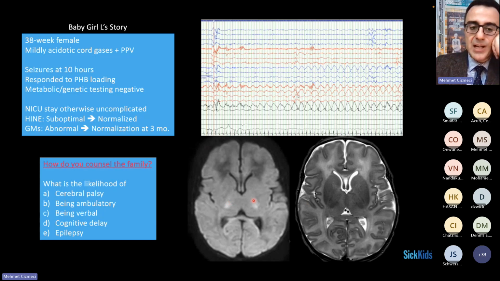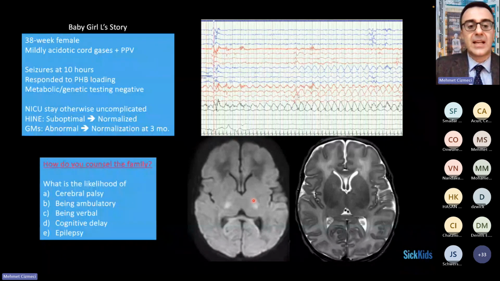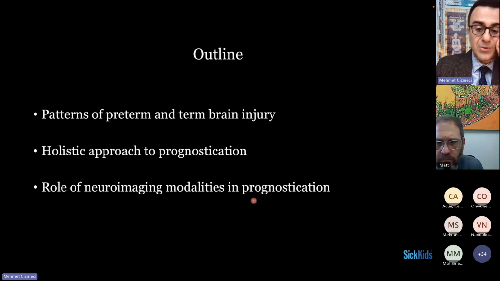So the question then becomes, how should we counsel the parents? What is the likelihood of cerebral palsy development in this baby? What is the likelihood of being ambulatory? What's the likelihood of being verbal and having cognitive delays or post-neonatal epilepsy? So these are the questions that we usually come up with when we're counseling parents. And today I'm going to show you some recent literature on this and how we can use the literature.